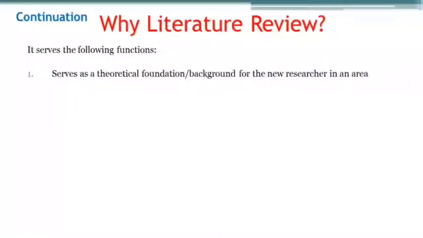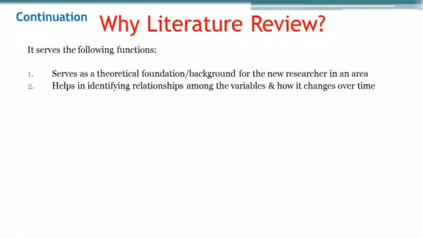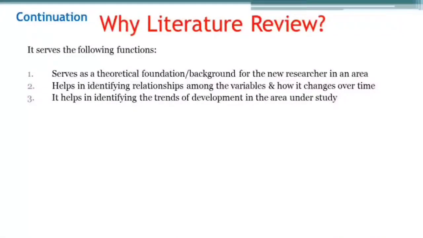So moving on to the next, why we need to do literature review in the first place. So now let us know why we need to do literature review. So the literature review serves various functions. So these are some of the functions that it serves. So it serves as a theoretical foundation or background for the new researcher in a particular area. And next, it helps in identifying the relationships among the variables and how it changes over time. And the next is it helps in identifying the trends of development in an area under the study. After that, it also helps in drawing out generalization about a research area.